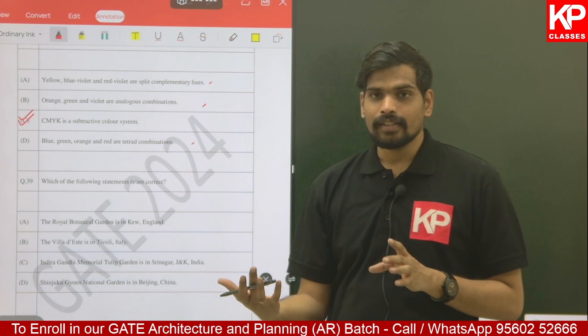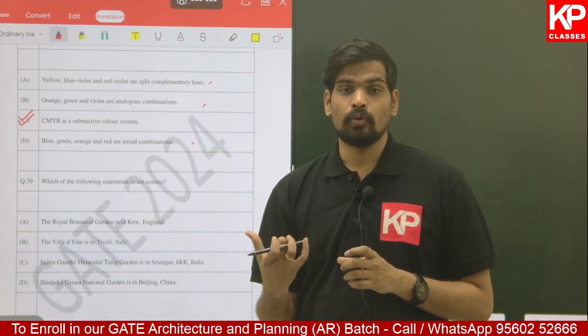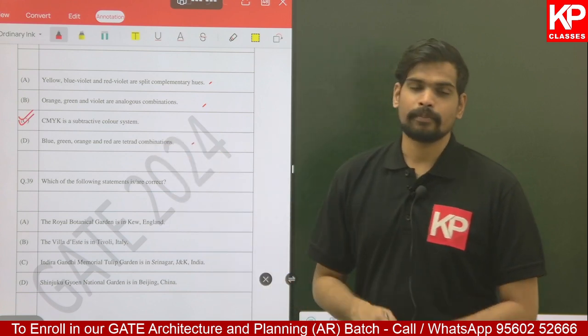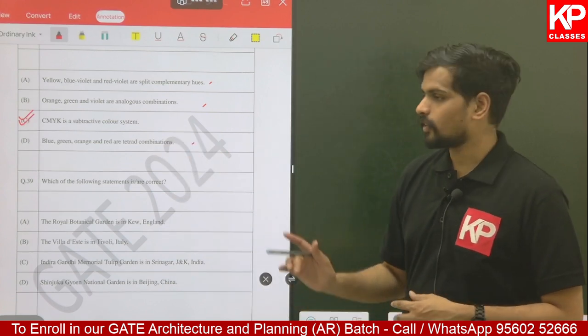In the additive color system, it is RGB. Red, green and blue are the primaries of the additive color system. Subtractive color system is based on the CMYK model. So that's the correct option.